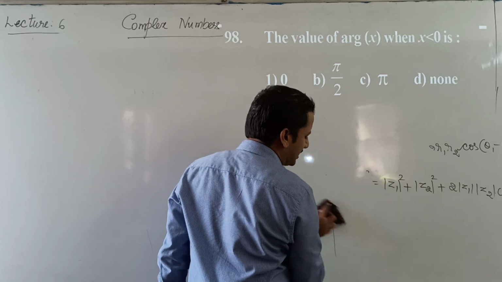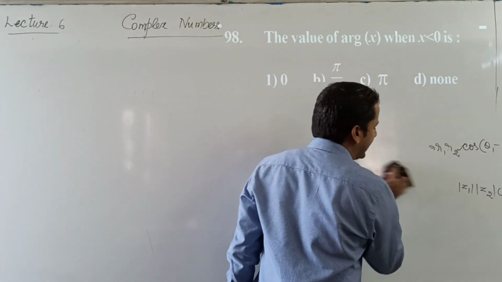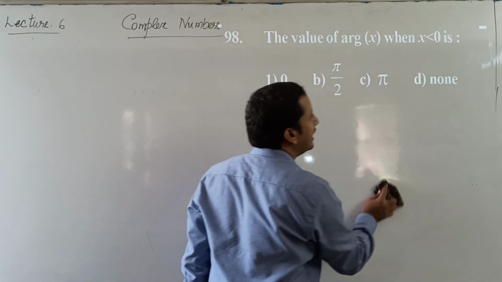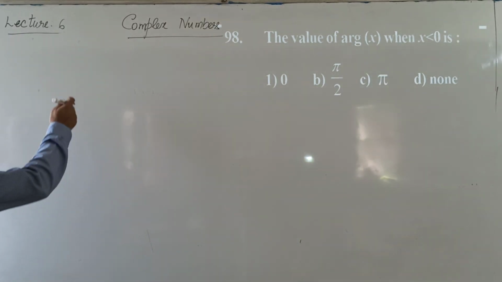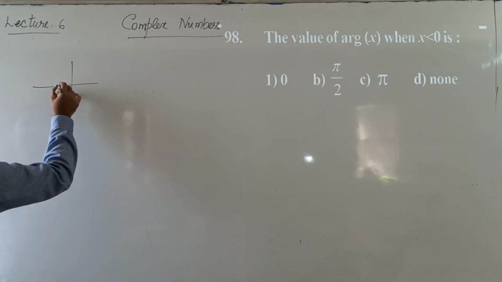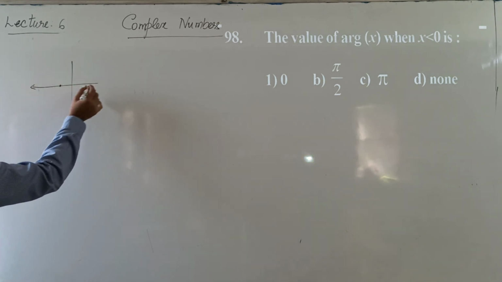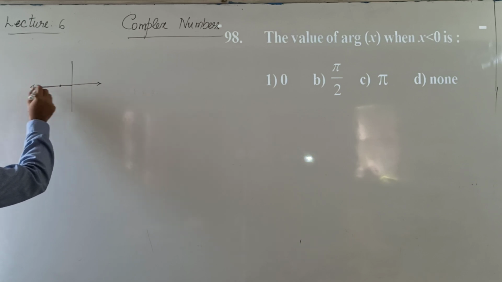So we are talking about a complex number which is purely real and negative. So it lies on the negative x-axis. Lies on this line. Right?